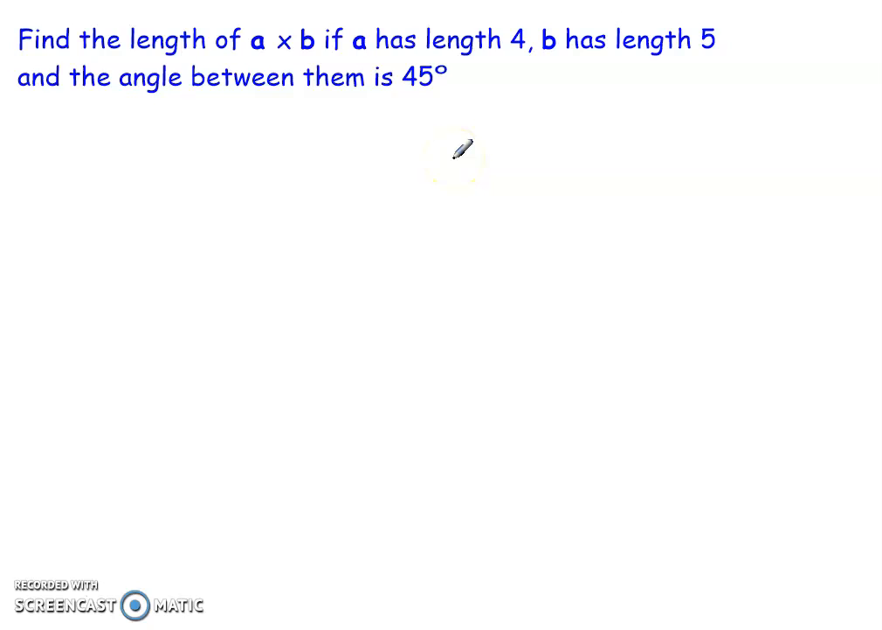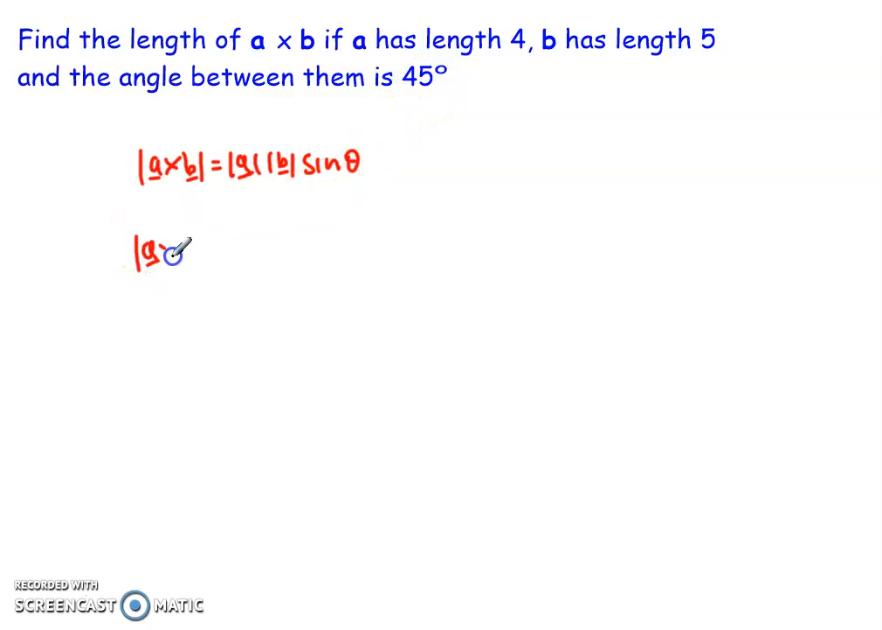Second one, I want to find the length of A cross B if A has a length of 4, B has a length of 5, and the angle between them is 45 degrees. Now this is a hark back to the formula from the previous slides. We will remember that the magnitude of A cross B is equal to the magnitude of A, magnitude of B, sine theta. Now from here, magnitude A, magnitude of B, they're the lengths, fairly self-explanatory, and theta is the angle between them, which in this case is 45.